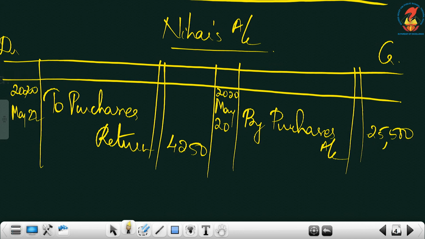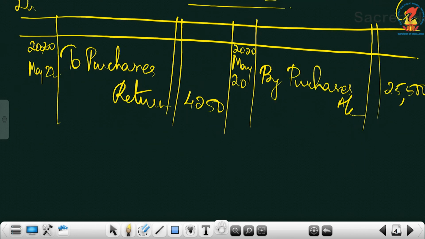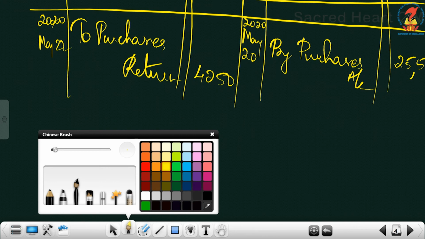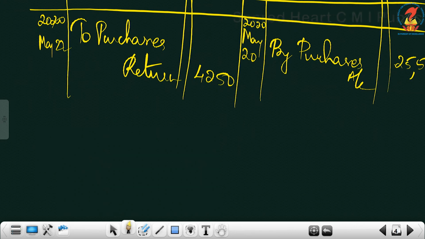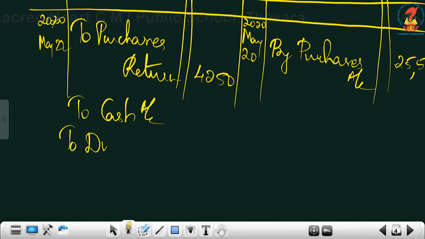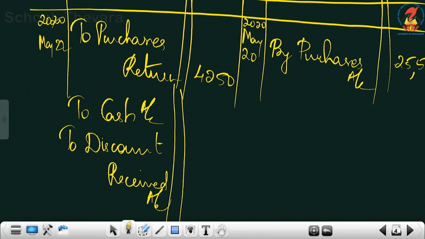Then we have a compound entry on May 25th where Nihar's account is getting debited. So you must write on the debit side. What will you write? The name of other accounts which have the opposite aspect. Here we have 2 accounts which have the opposite aspect. So you must write 'to cash account' and 'to discount received account'. Yes, so Nihar is getting debited with an amount of 10,000.